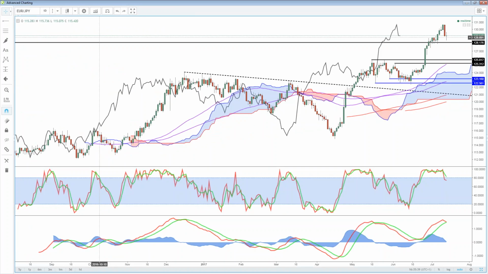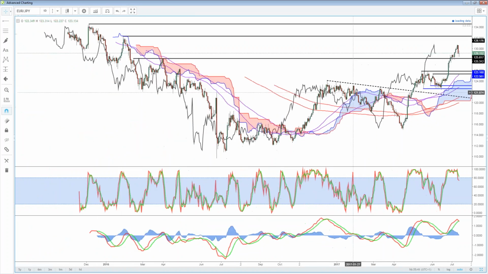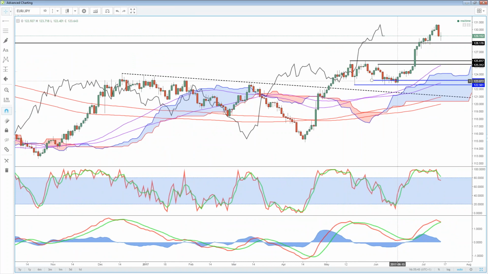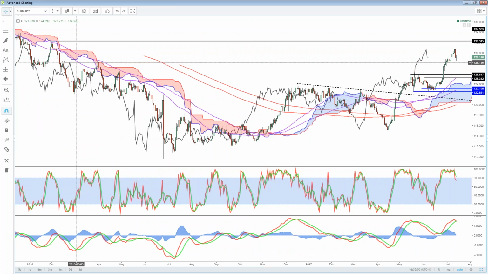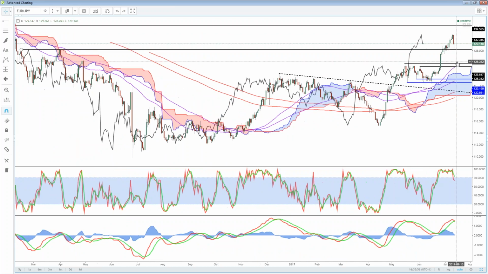Wrap things up with euro yen. Euro yen, of course, has been very bullish, and for some time we had this mild consolidation here. We broke through the 125.50s. We broke through the 128s as if they weren't even there. That was prior resistance, but now we are finding some support on them, it would appear.